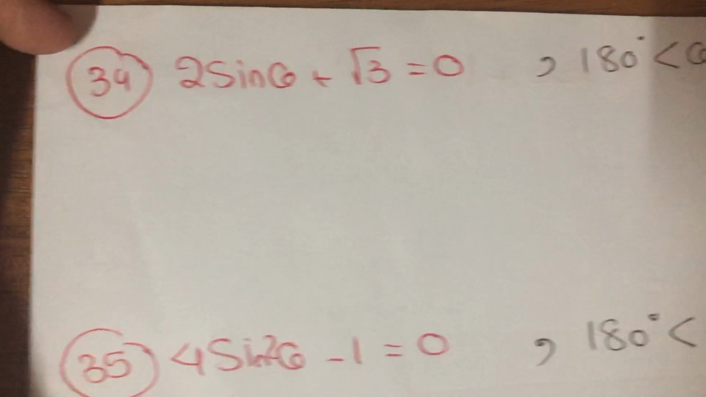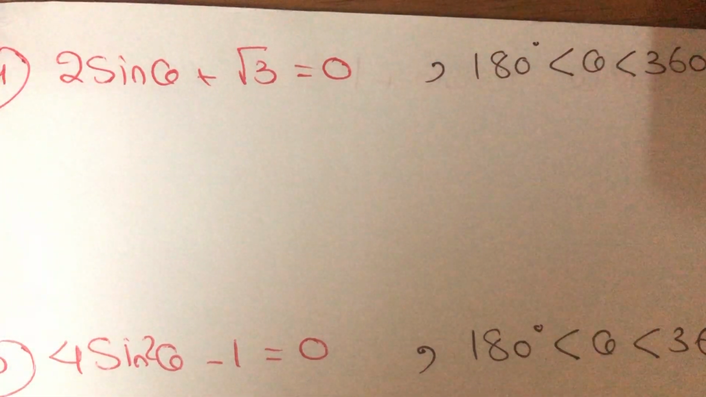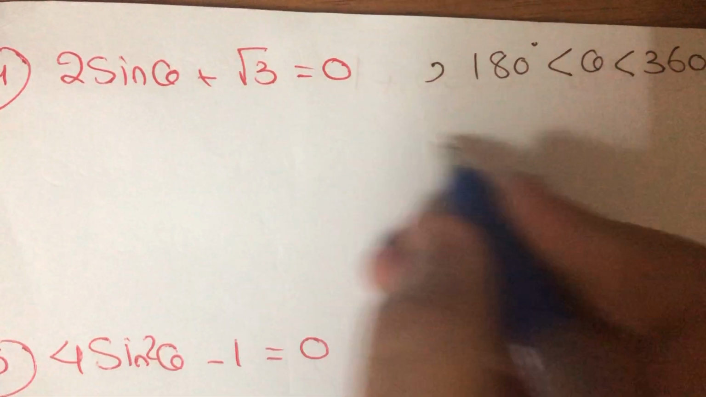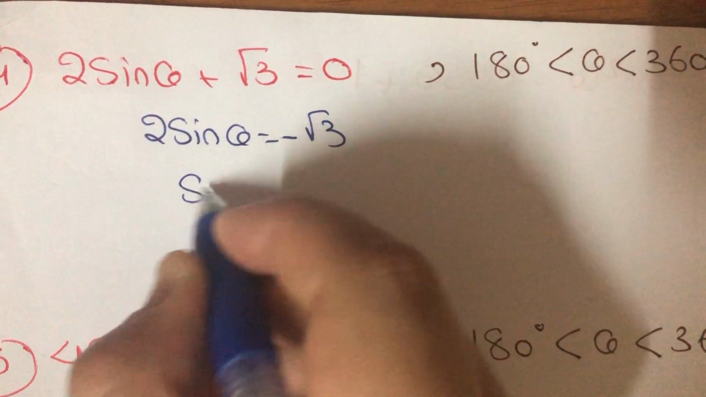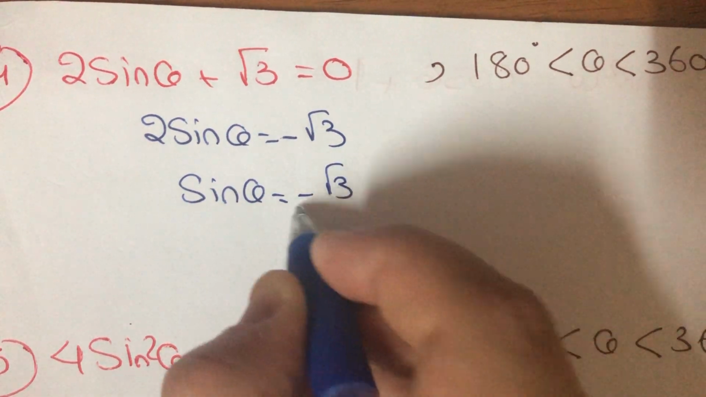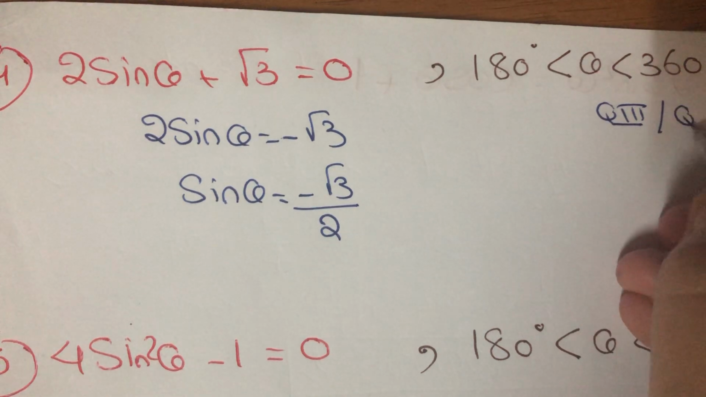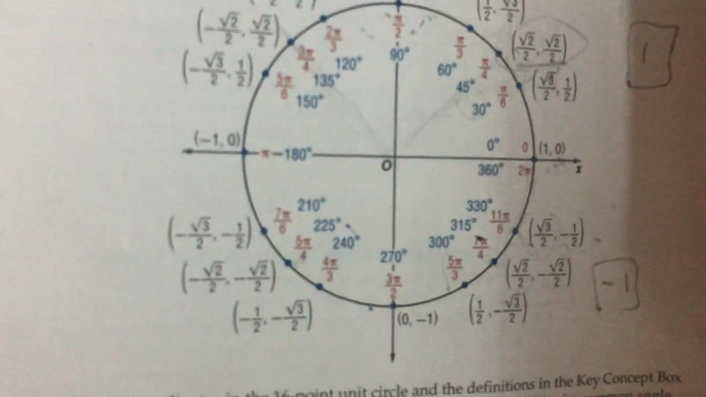Okay? The next question is question number 34. Again, on the given interval, and the interval is in degrees as you can see. Probably it's a very easy one. 2 sine theta equals negative root of 3. Sine theta equals negative root of 3 over 2. On which quadrant? Quadrant 3 and quadrant 4. When is sine negative? Sine is negative in both of them. And here's negative root of 3 over 2 as a sine.